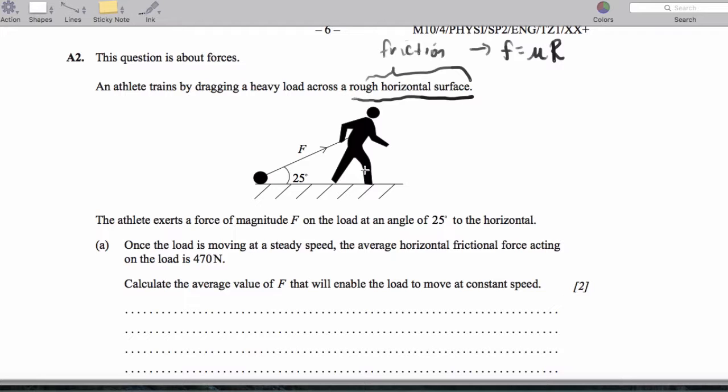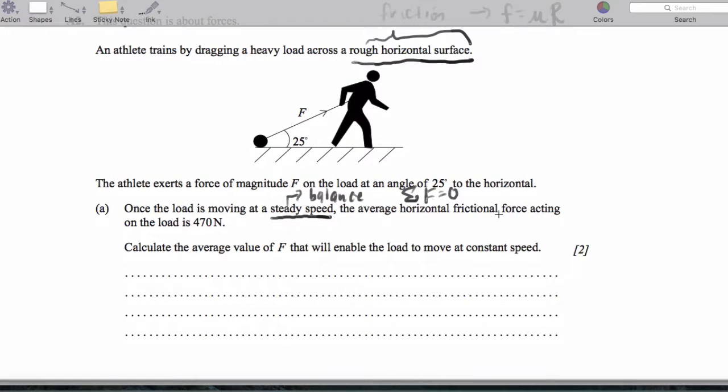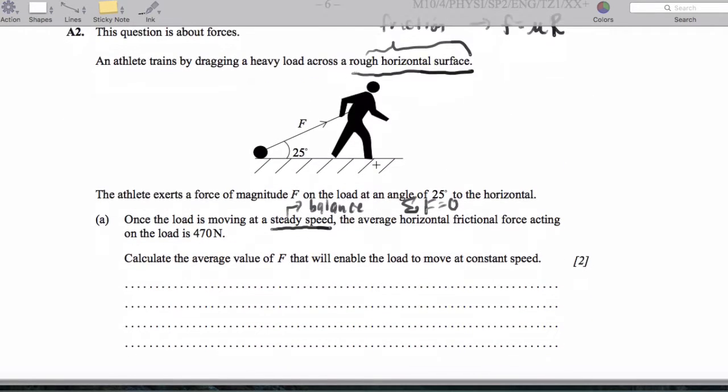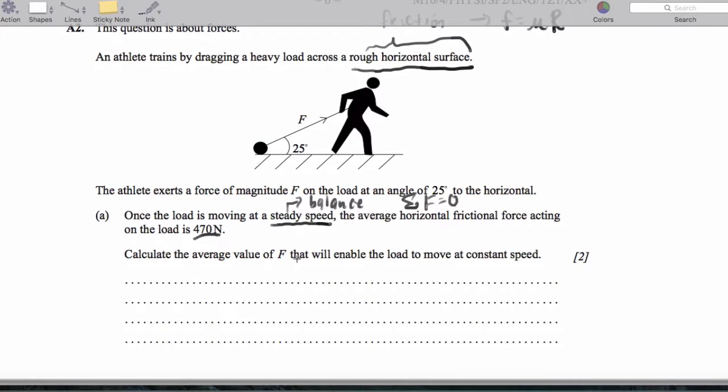The angle is 25 degrees, steady speed, and we'll assume a straight line. That tells us the force is balanced. So in all directions, the sum of the forces equals 0. So we want to know the value of F that will enable the load to move at constant speed. And the frictional force is 470 newtons. So it says calculate the value of F that will enable the load to move at constant speed.